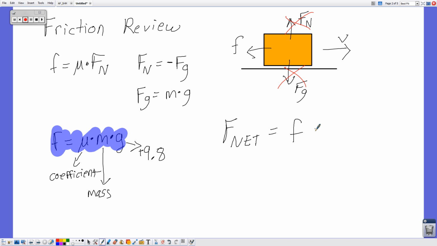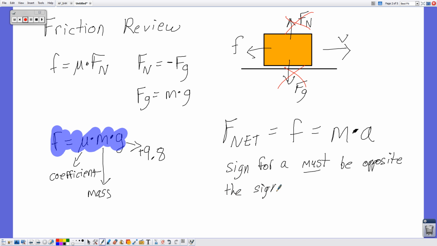So we get m times a. Now, the sign for a must be the opposite sign for v, because the car is slowing down.